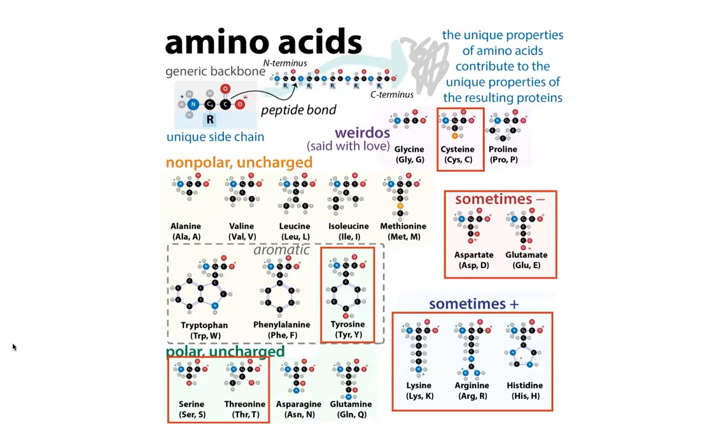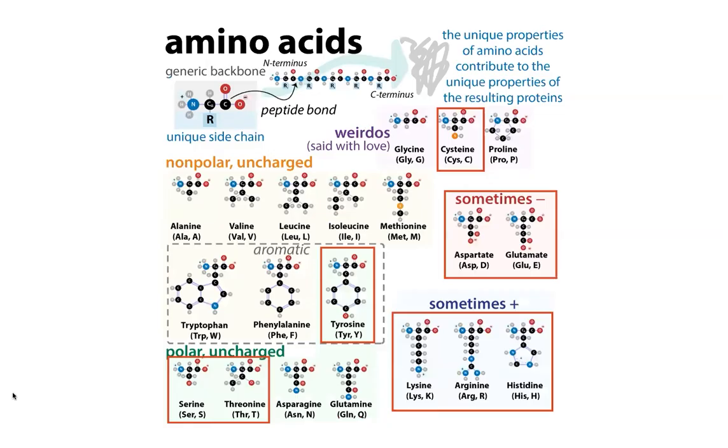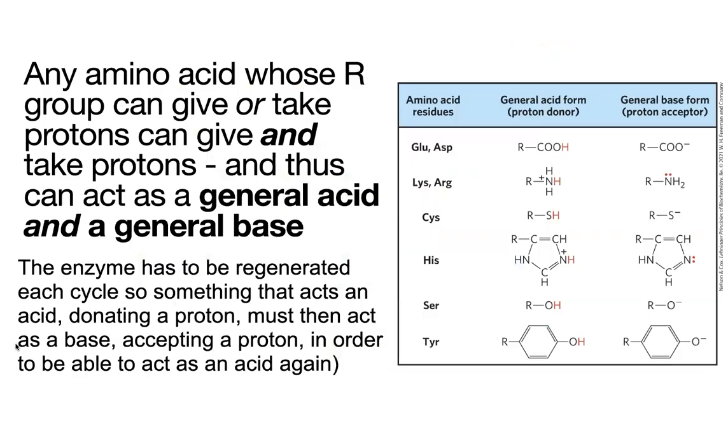Instead, you can have any amino acid that can give or take protons. So we're talking not only about our acidic and basic amino acids, but also the ones with hydroxyl groups, the ones with thiol groups. So our cysteine, our serine, our tyrosine. All of these are going to be able to serve as general acids and general bases. Because remember that speeding up reactions over and over again without getting used up, that's the definition of what an enzyme does. In order to do that, it needs to be able to kind of reset. So if it gives a proton, it has to be able to take a proton in order to be able to give a proton again.